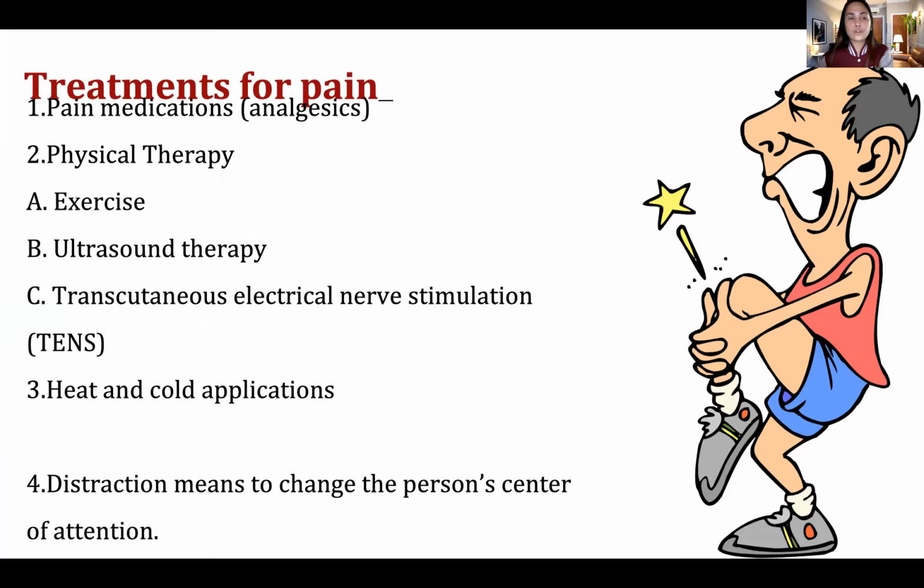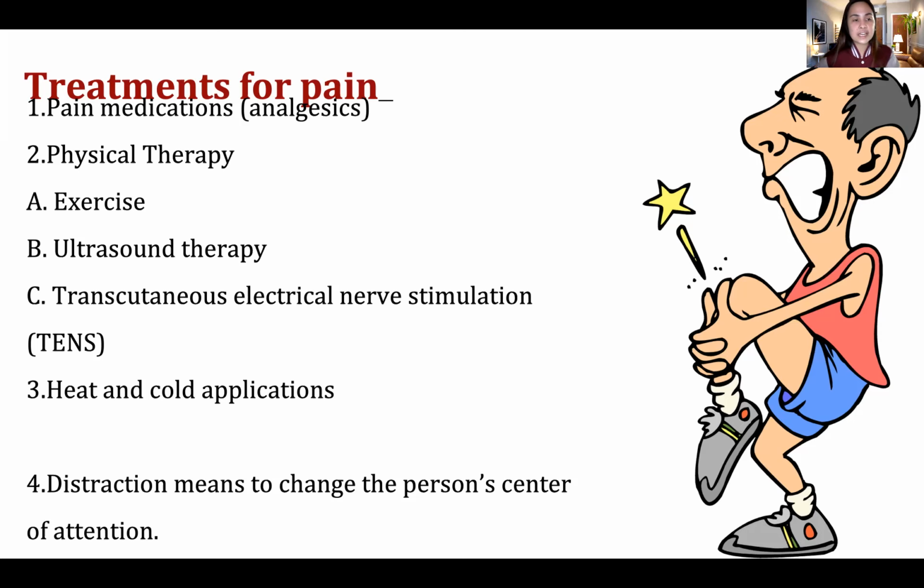So what are the treatments for pain? Most patients that you will encounter in the hospitals are experiencing pain. So what will you do? First is pain medications, or we call them analgesics, like paracetamol, ibuprofen. Usually, if you're in the hospital, the nurses are the ones giving this. But if you are a private nurse, you can give analgesics. Then physical therapy, exercise, ultrasound therapy, transcutaneous electrical nerve stimulation, heat and cold applications.